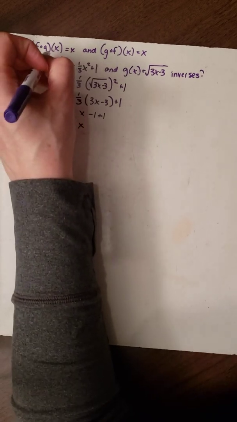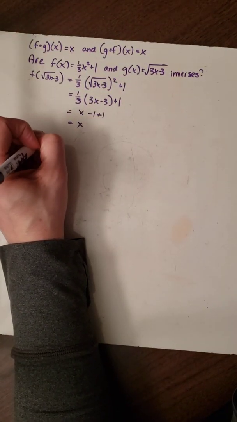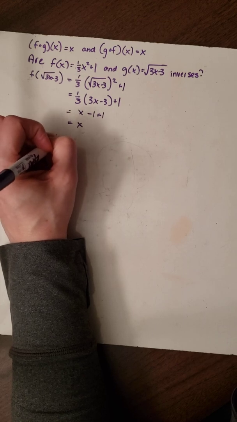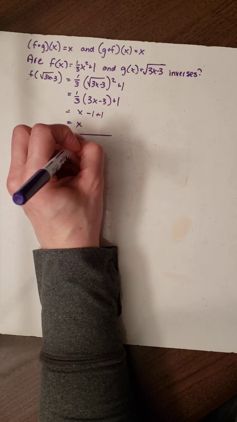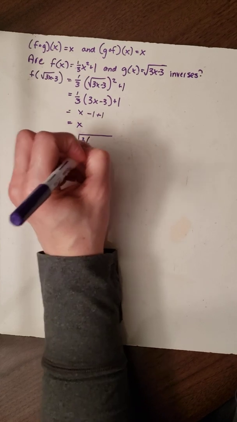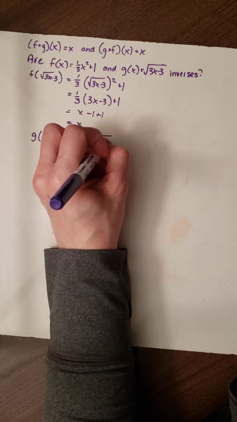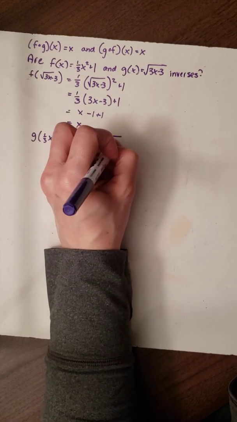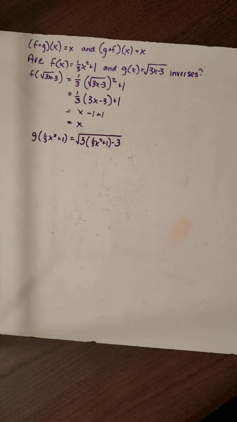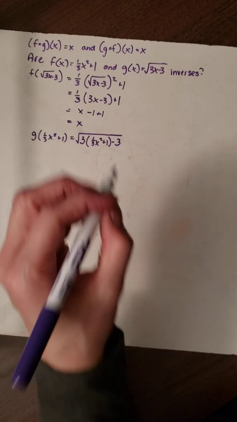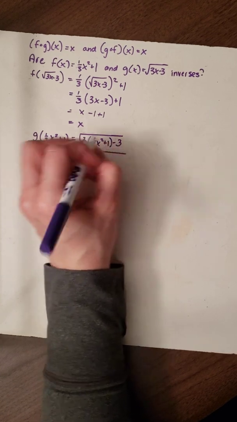Let's plug f into g. So we'll say g of 1/3 x squared plus 1. Well, this should be interesting. Square root of 3 times (1/3 x squared plus 1) minus 3. All of that's under the square root. Remember, square roots can act like grouping symbols. So let's take care of everything underneath the radical first.